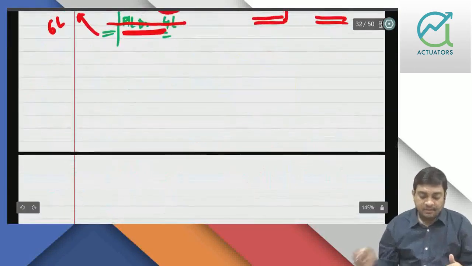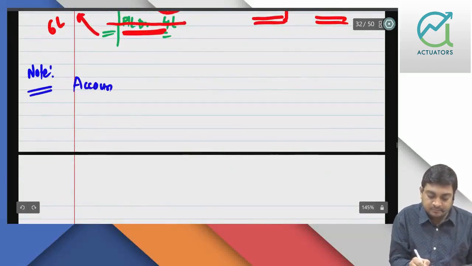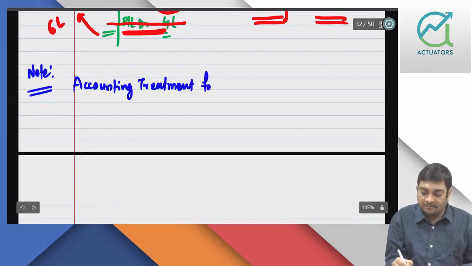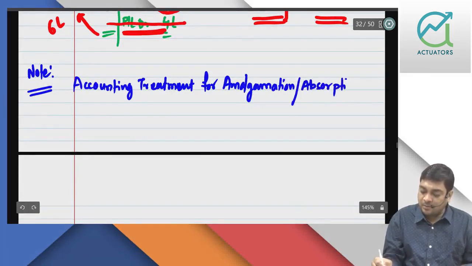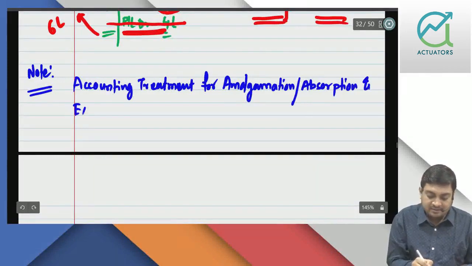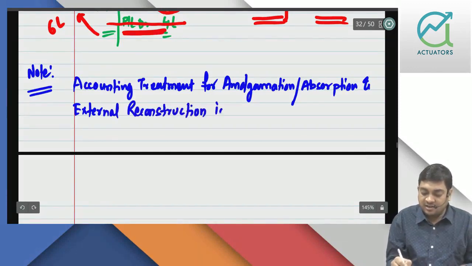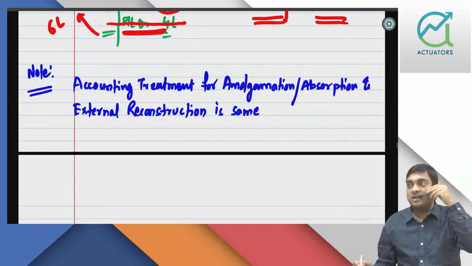Right? One very important note. Accounting treatment for amalgamation, absorption and external reconstruction is same.